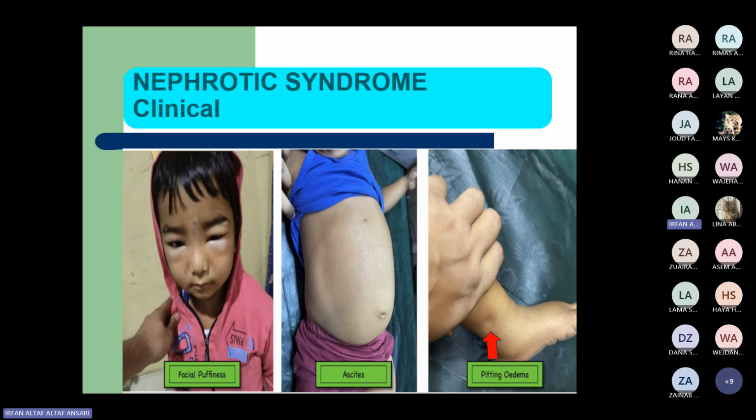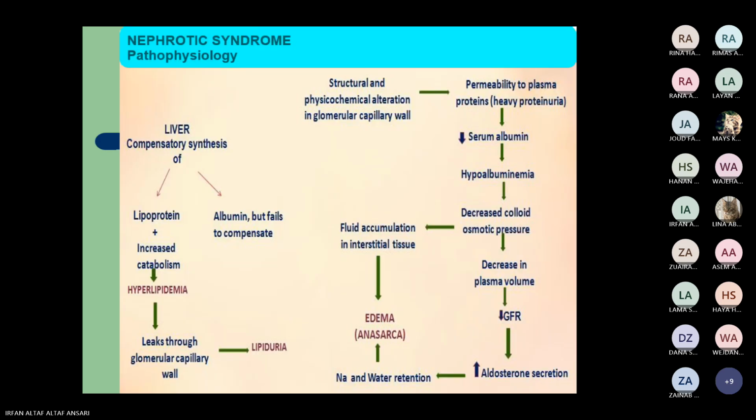Anasarca. Okay, so that is generalized edema, also a manifestation, especially in the children. You have this kind of manifestation. Look for the option minimal change disease. Okay, so what is the pathophysiology of the nephrotic syndrome?